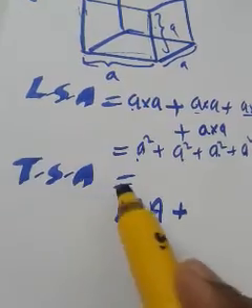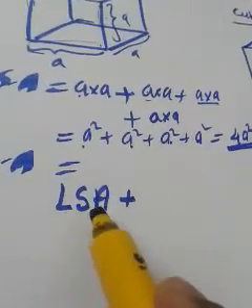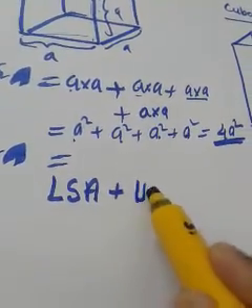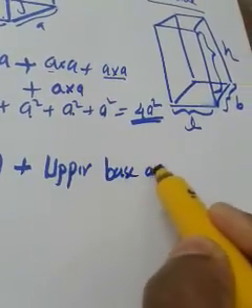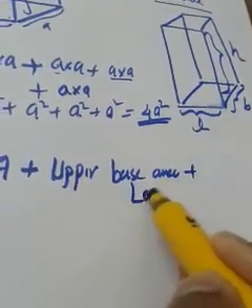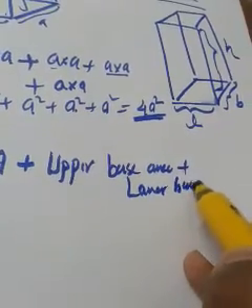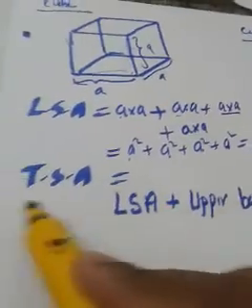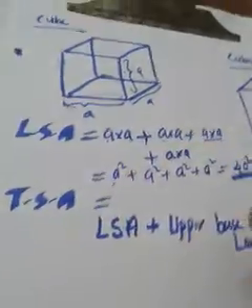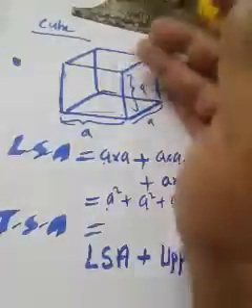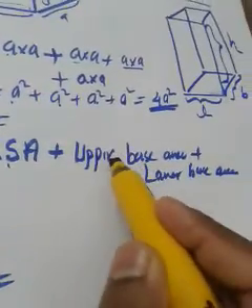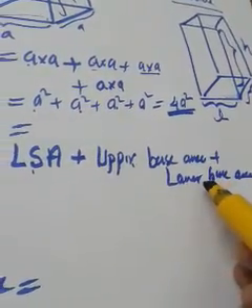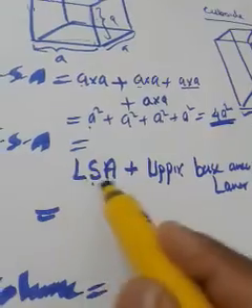In order to get the total surface area, we have to consider the lateral surface area plus upper base area plus lower base area. Total surface area means the whole area: the area around, and also the area of the top and bottom. Lateral surface area is the area around, upper base area is the top area, and lower base area is the bottom area. What is the lateral surface area?